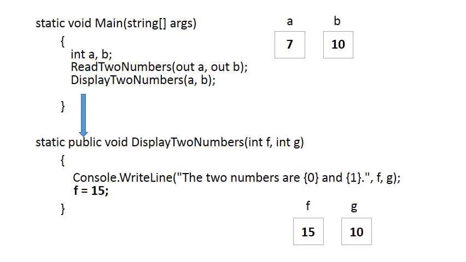An important thing to notice here is what happens if F inside display to numbers is now changed to 15. So the variable F inside that method changes to 15, but because it's a default parameter or an in parameter, it has no impact on the variable A inside the main method. So it's different to the out parameters we had previously.